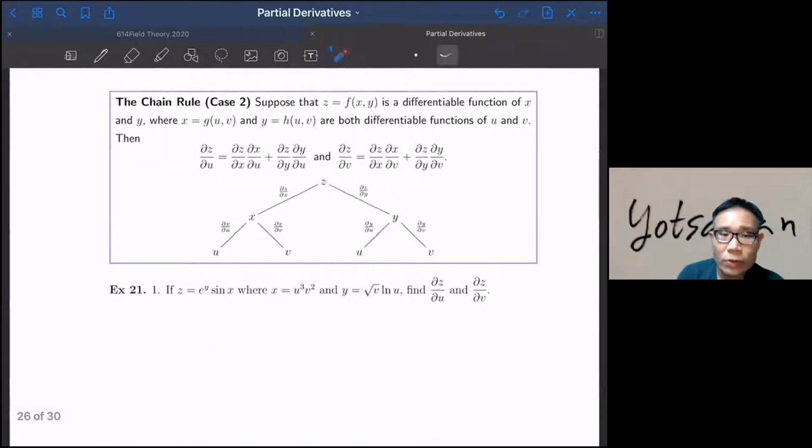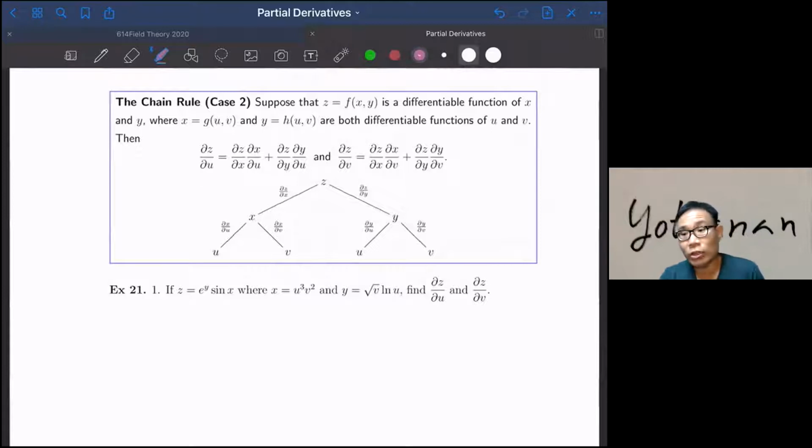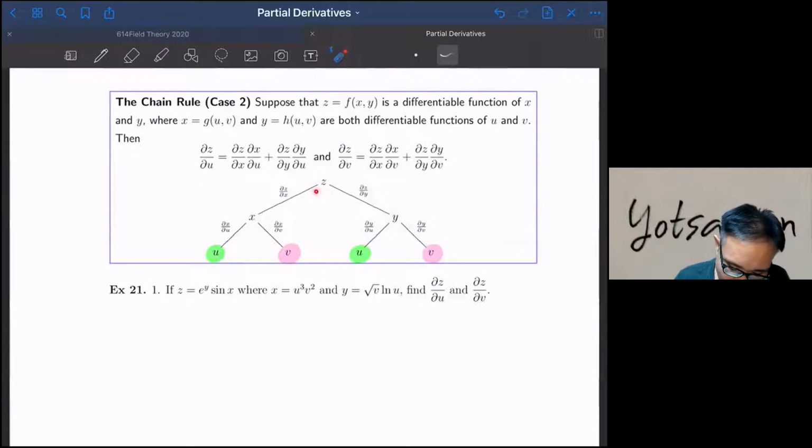Now we're going to go to the chain rule in the second case. In the second case, you don't need to know any formula, you just see the diagram. So you have z as a function in two variables, x and y, and x is a function in terms of u and v, and y is a function in terms of u and v. So you have two colors like this. So z is a function in terms of x and y, which are functions in terms of u and v.